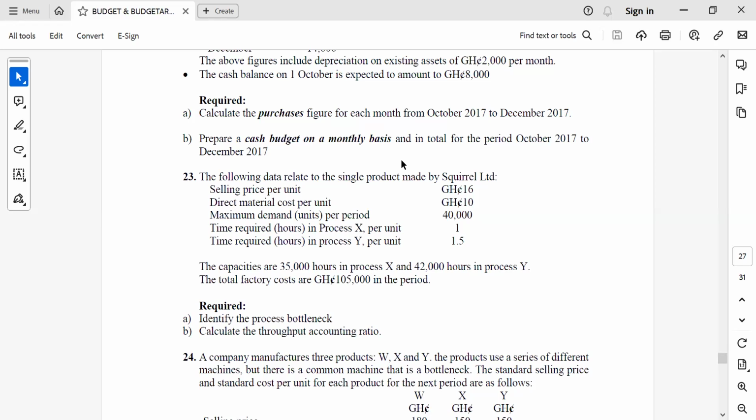The total factory cost is 105,000 Ghana cedis in the period. Required: A, identify the process bottleneck; B, calculate the throughput accounting rate. This question too is about single products, but you can see how they put it. Can you see that it's about single products?